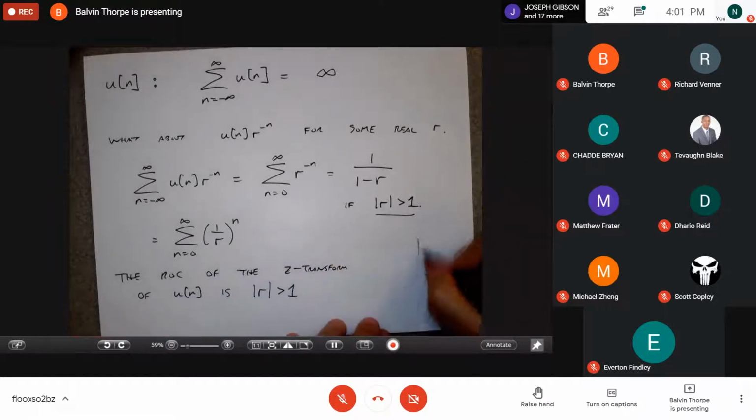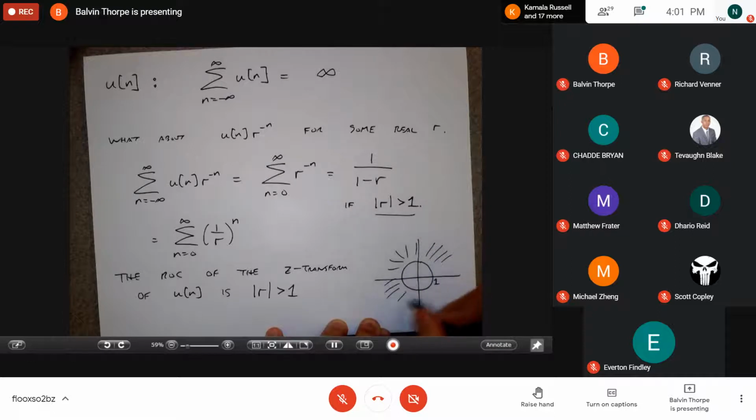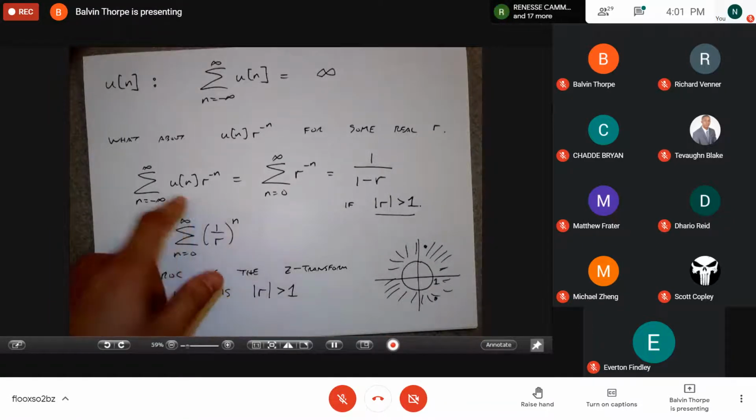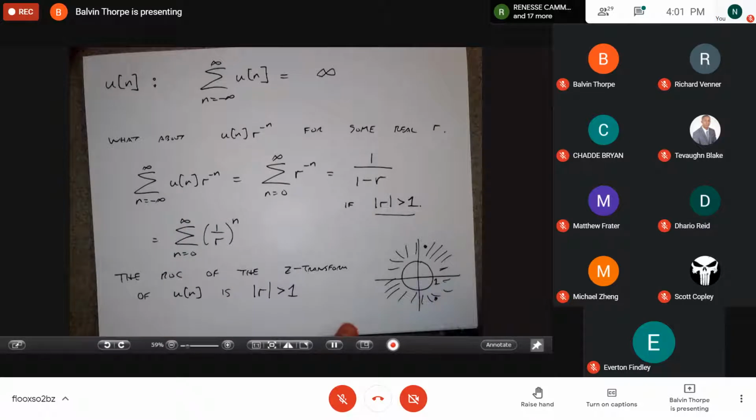And the way I draw that is like so. I draw a unit circle here, and then I draw this sunburst that says any z that I pick out here will satisfy this constraint, and therefore this sum will converge, and then I can talk about the Z transform in this region. Anywhere in here, I can't talk about, because the radius is less than 1, and this sum will just blow up.